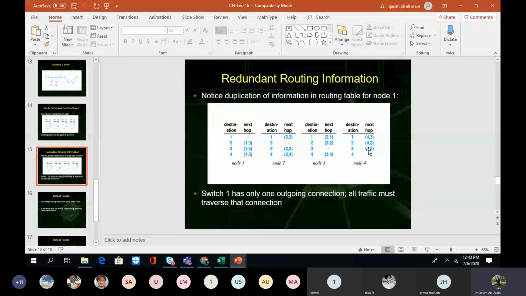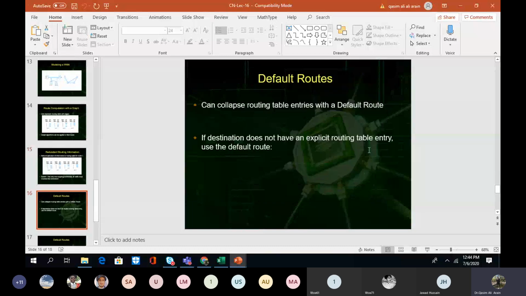Now, to overcome this duplication, we select a universal route. Switch 1 has only one outgoing connection. All traffic must traverse that connection. So to select this universal value, we do not duplicate it. We have to select another entry that is called your default route. We can collapse the routing table entries with a default route. If a destination does not have an explicit routing table entry, use the default route.